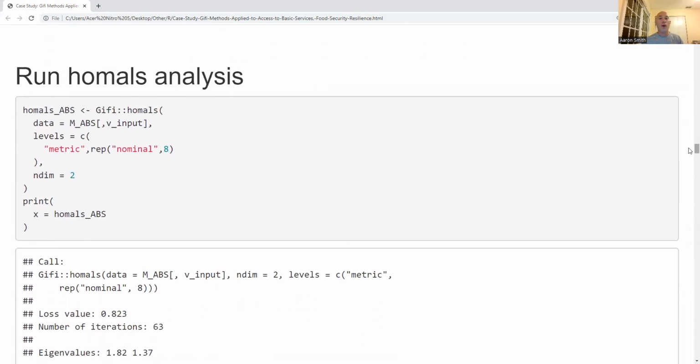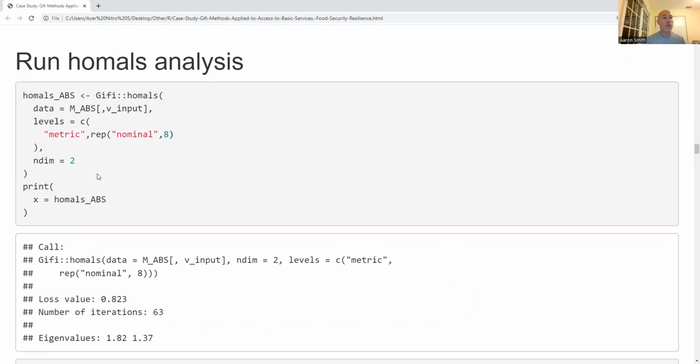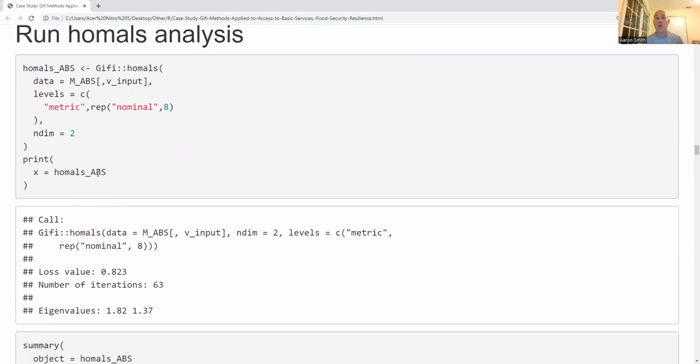All right, so now we want to run our multiple correspondence analysis. This is a homogeneity analysis. It is similar to principal component analysis, but we're allowing a wider range of variable types. Strictly speaking, principal component analysis only uses numeric, continuous data. Here, we are going to allow nominal data. Notice I'm specifying what the levels are. I'm going to go ahead and run it, setting up the levels, saying I only want 2 dimensions.